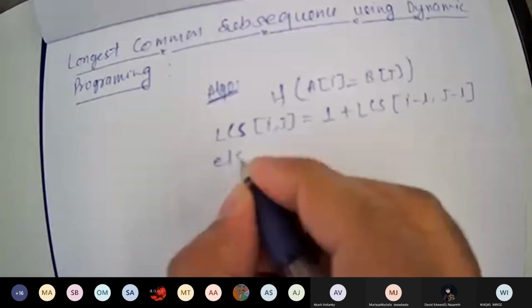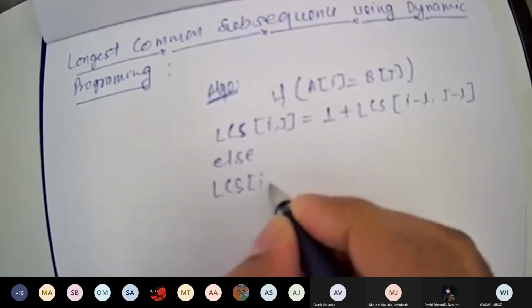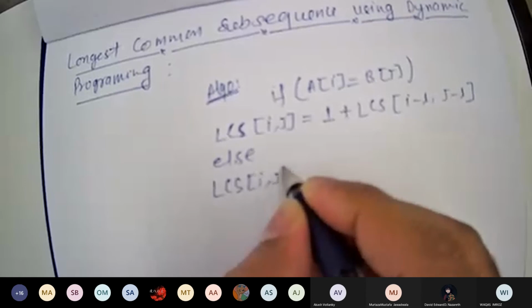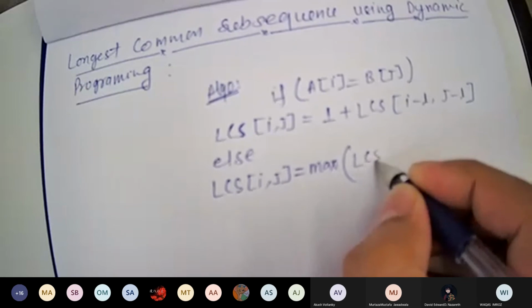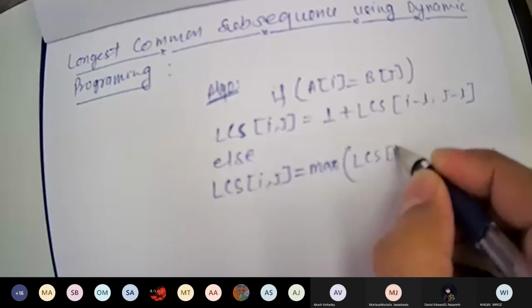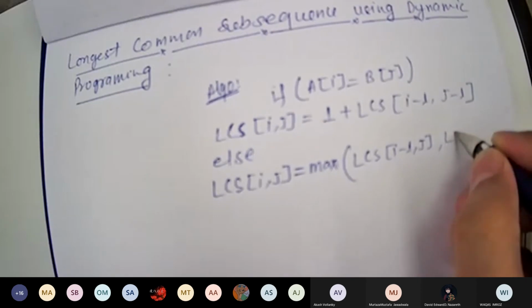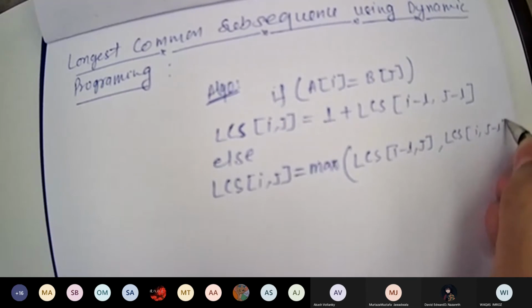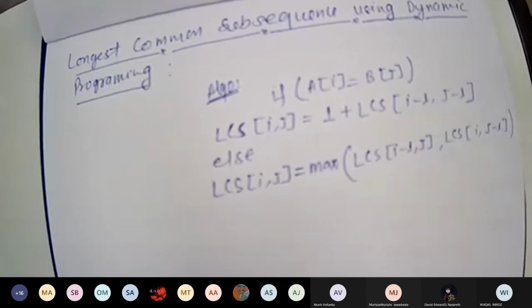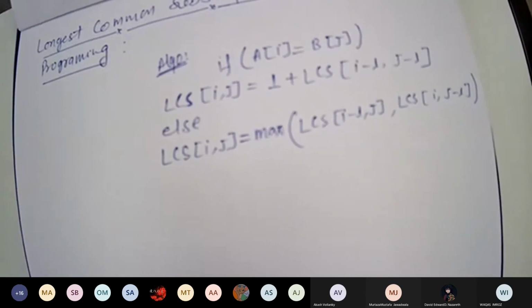Else, LCS of I J will be equal to max of LCS of I minus 1, J comma LCS of I, J minus 1. So this is the algorithm you will be using. Everyone, you can note it down.